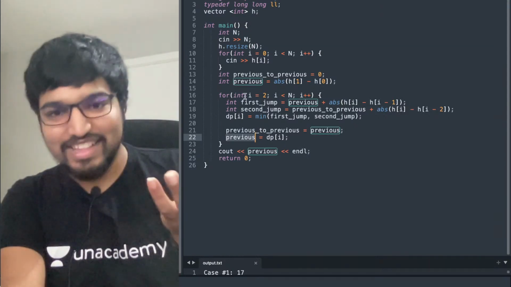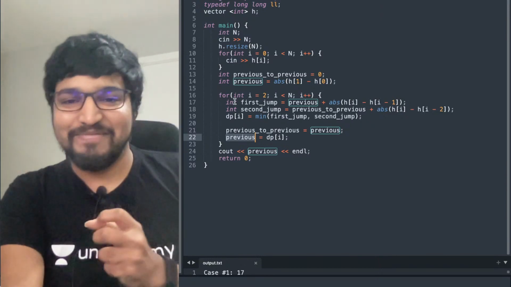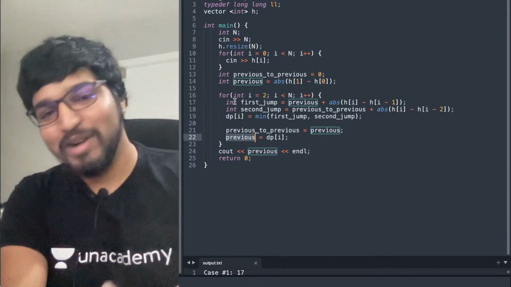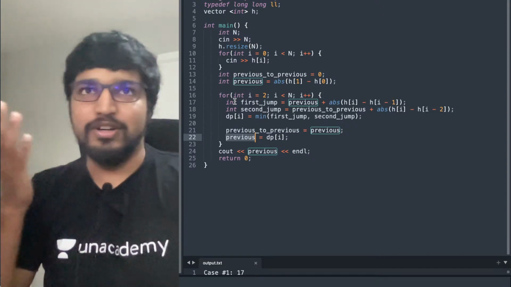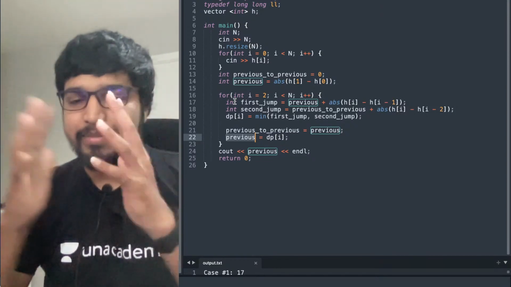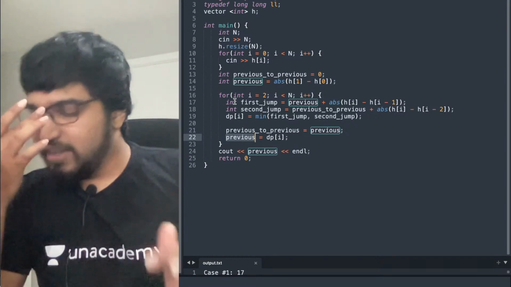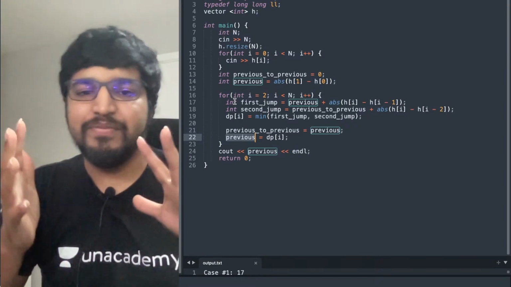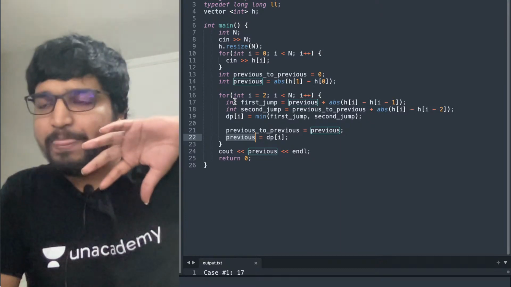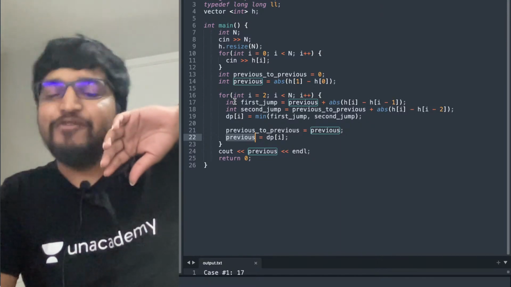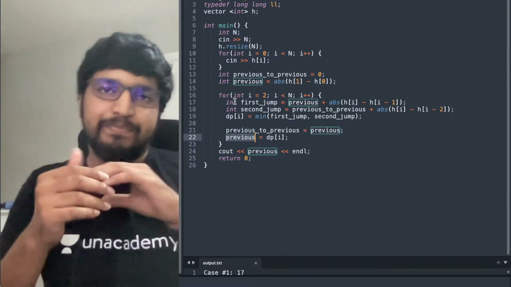This is just extra space optimization. It's not really needed, but I'm telling you that sometimes you need techniques to reduce your memory. So we just stored what's necessary. Once you're at I equals say 50, we don't need everything up to 48. We just need 48 and 49 to compute the answer for 50, right?